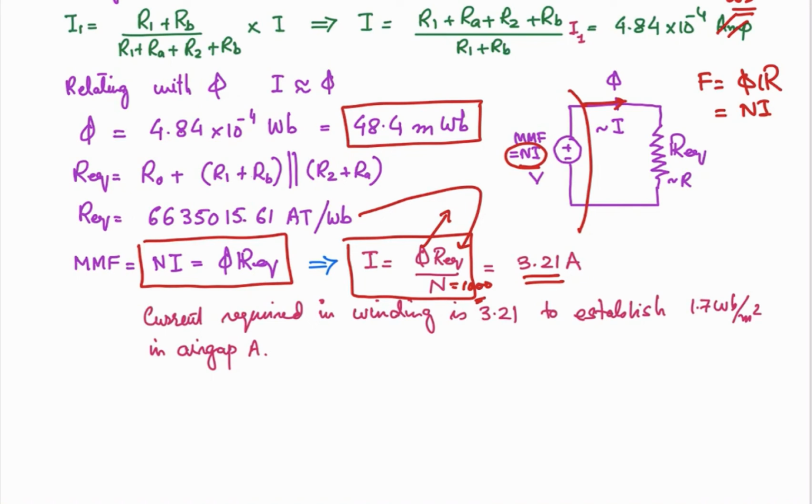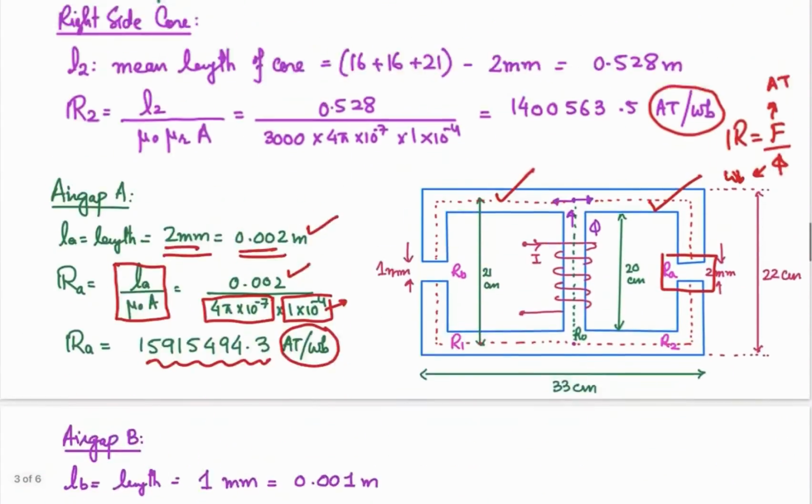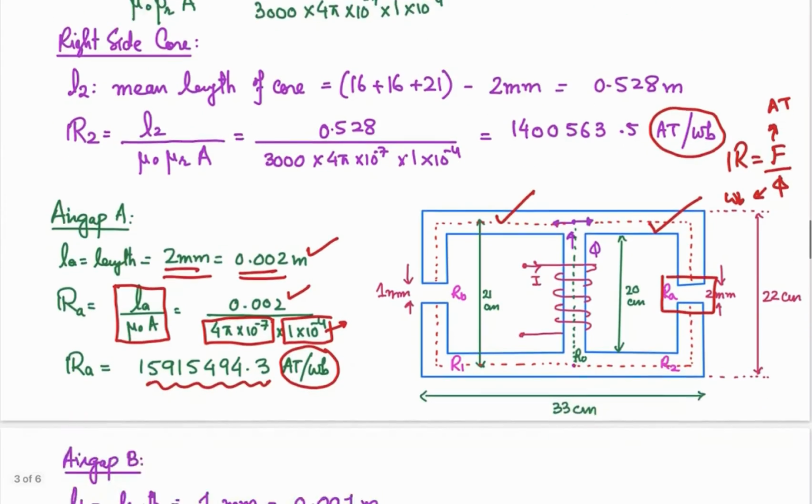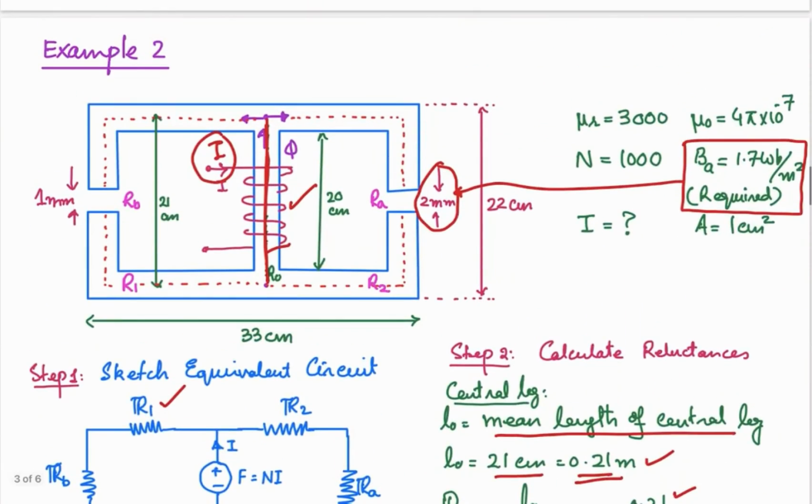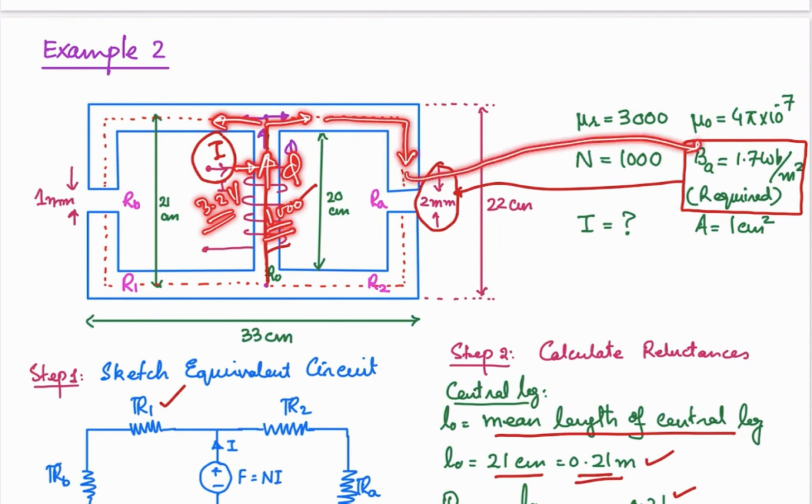So it means that if you will be injecting 3.21 ampere current in this winding that we have seen over here, it has the 1000 turns, so it will give you a flux, and that flux will be divided into two parts, and this flux will be divided in such a way that this will give you the flux density of 1.7 Weber per meter square in this air gap, right?